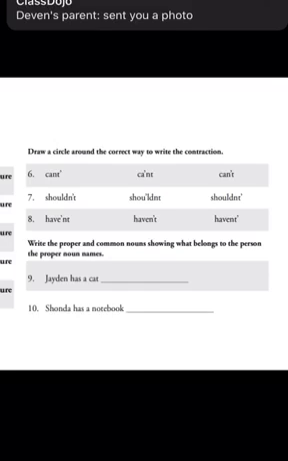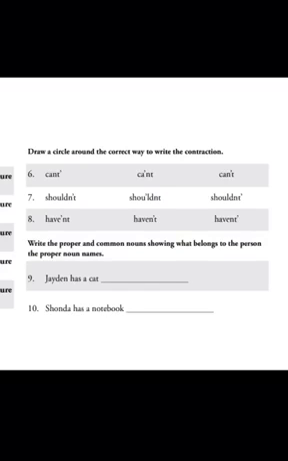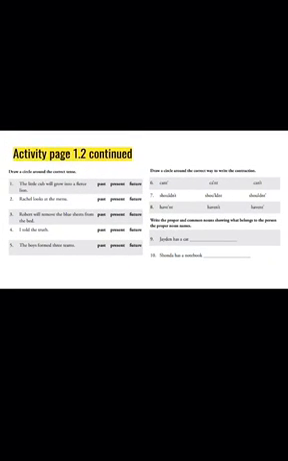So you're going to write Jaden, apostrophe S. So then you have Jaden's, and then you write the word cat. Jaden's cat. Okay? So it shows that Jaden owns that cat. That cat belongs to Jaden. Okay? And I'll leave number 10 for you to do. Shonda has a notebook. How are you going to show that Shonda owns that notebook? All right? This is pretty much it.